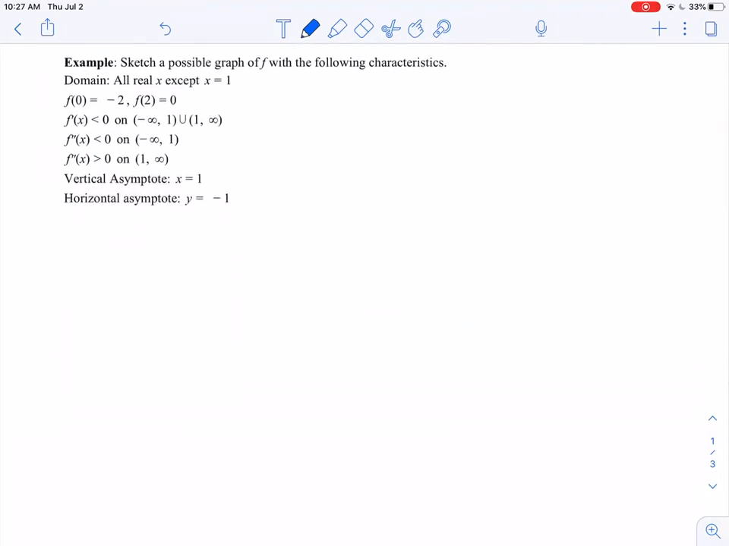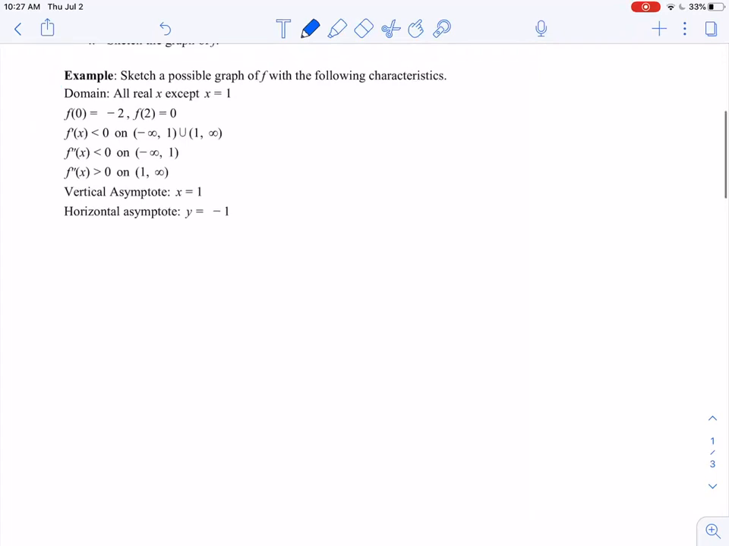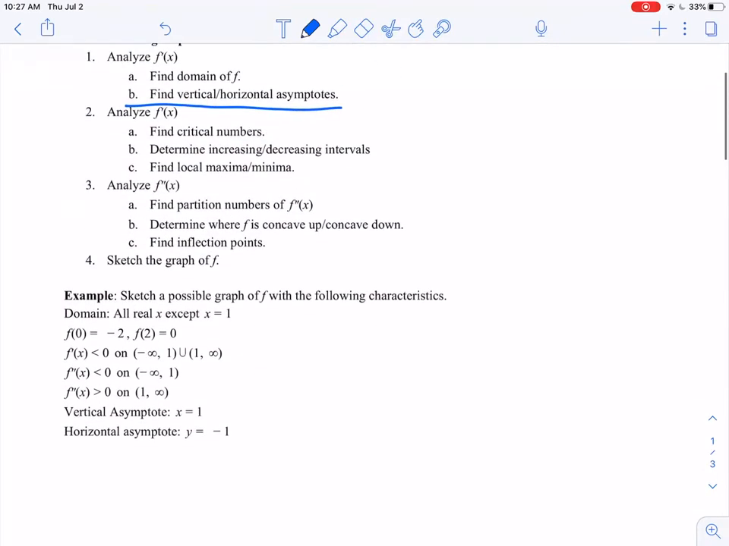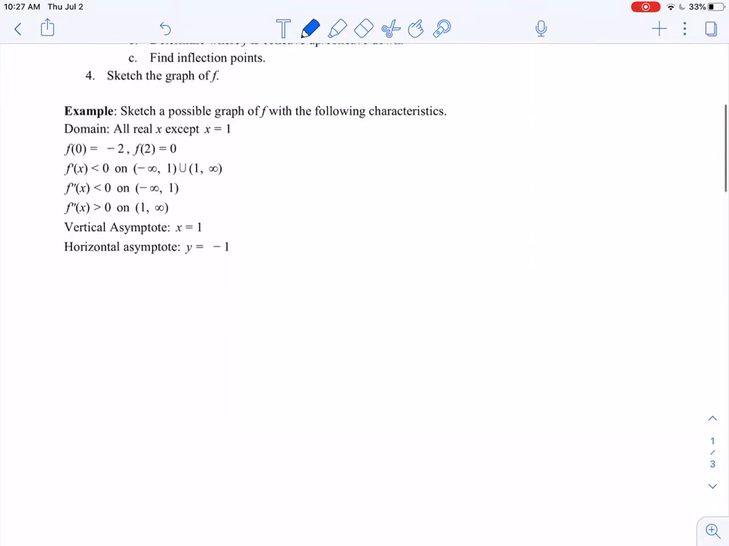This is the type of problem that I really like to ask, and it's the type of problem that you can expect to see on the exam. It says sketch a possible graph of f with the following characteristics. Here I'm actually giving you pretty much all of the information that you need. Normally we would have to find the derivative and find the critical numbers and find the extrema and all that stuff. But here I'm giving you a lot of that information up front. We just need to take that in and digest it and maybe interpret it in a way that's a little bit easier for us to understand.